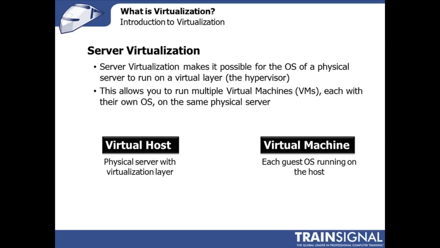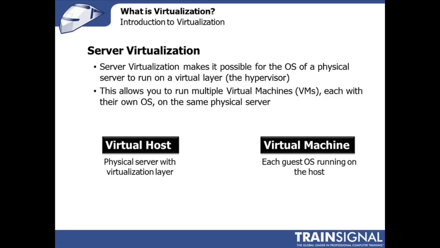So it's server virtualization that makes it possible for the operating system of a physical server to run on the virtualization layer. And that virtualization layer, or virtual layer, by the way, is called the hypervisor. Now, that allows you to run multiple virtual machines, or VMs, as we'll call them, each with their own operating system on that same physical server. So you've got the virtual host, which is the physical server with the virtualization layer on it. So that virtualization layer is the hypervisor.